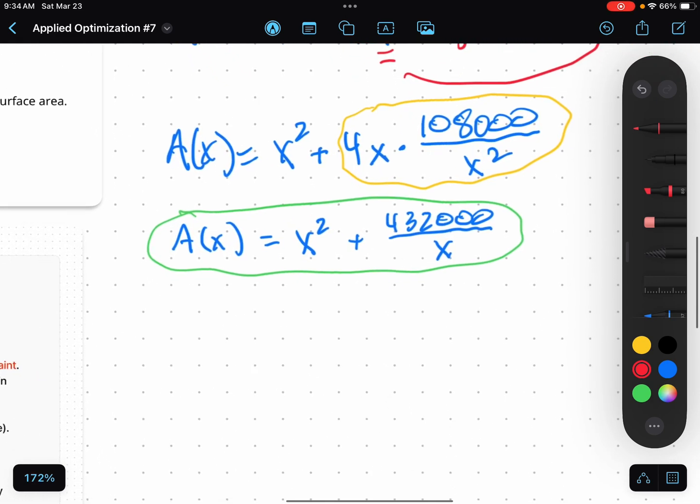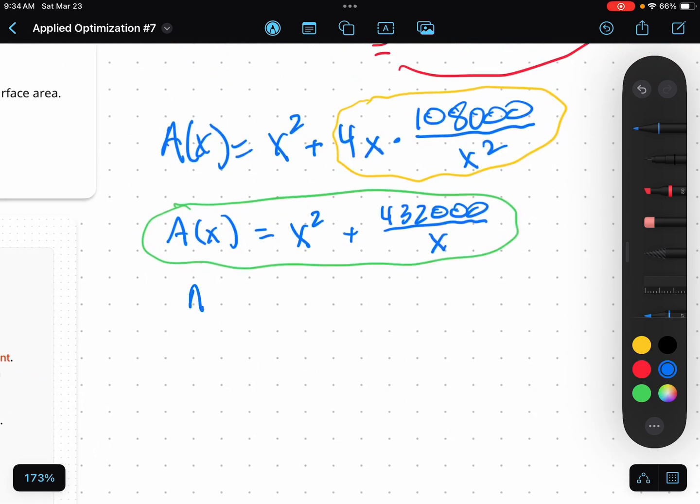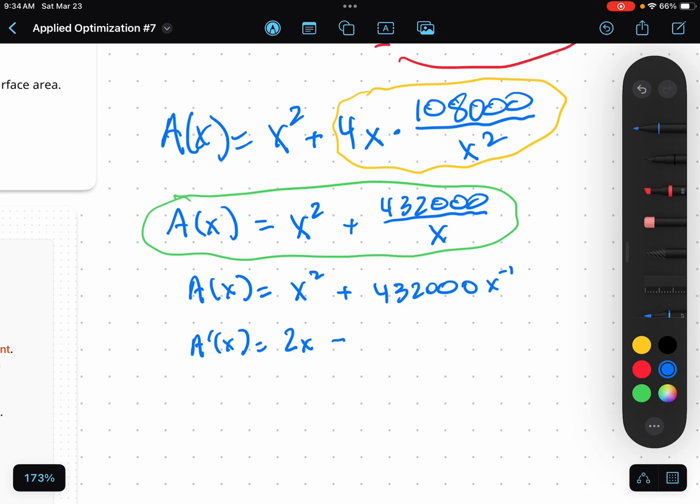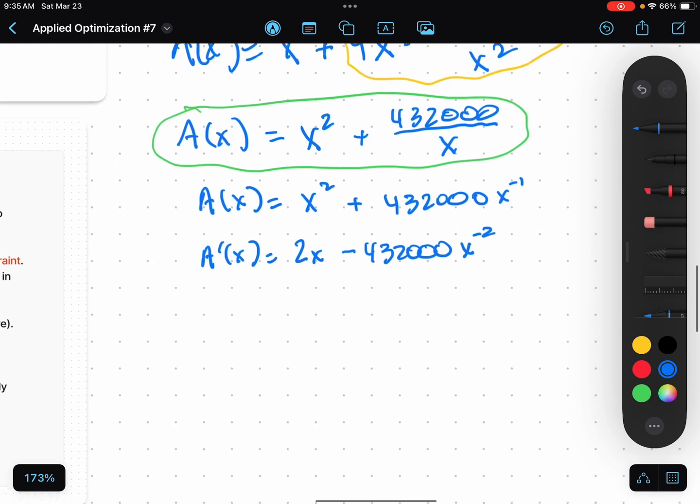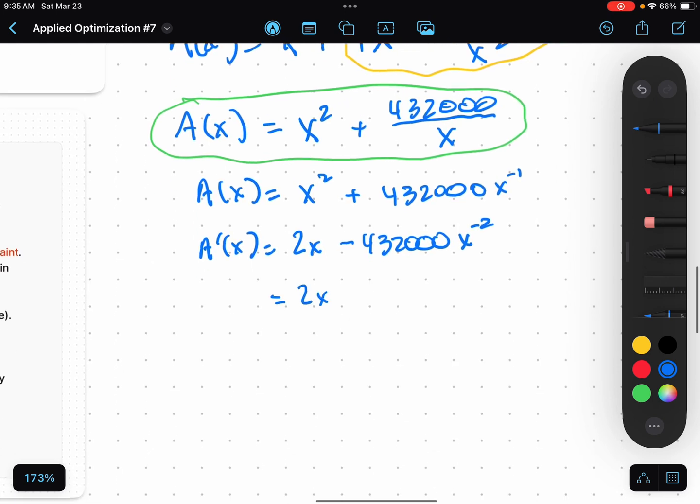So we need to take the derivative of A of x. Before we do that, let's rewrite it as a power function or a polynomial so that we can quickly use our power rule. So 432,000 over x becomes 432,000 times x to the negative 1. And then when you do the derivative, you do the power rule on x squared and you get 2x. And you do the power rule on 432,000 x to the negative 1, and you get minus 432,000 x to the negative 2, right? Negative 1 minus 1 is negative 2. And then we usually simplify this and write it without the negative exponent, so something like 432,000 over x squared. And this is what we'll type in for our derivative answer.